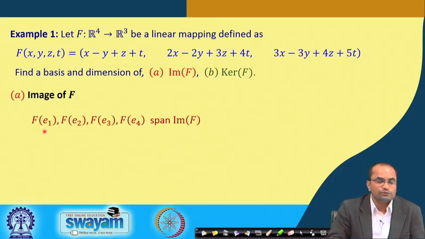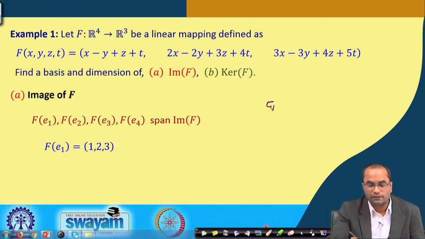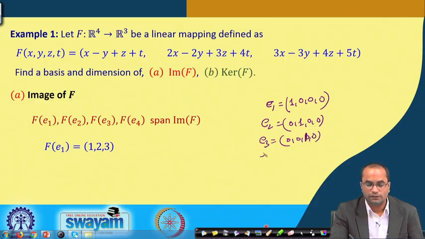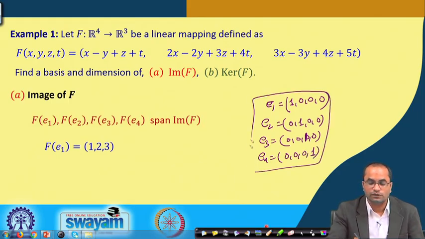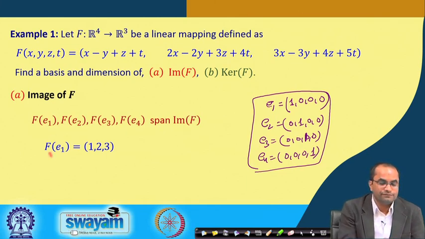And now, let us compute what these f(e1), f(e2), f(e3) and f(e4) are. Just remember that e1 is nothing but the standard vector (1, 0, 0, 0) from R^4. The e2 will be (0, 1, 0, 0), e3 will be (0, 0, 1, 0), and e4 will have the first 3 components 0 and the fourth one 1. So, we have these standard bases from R^4.